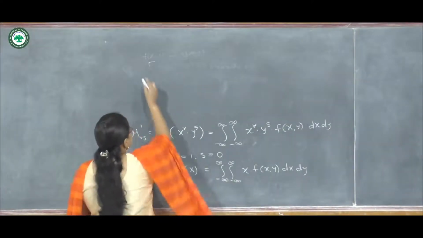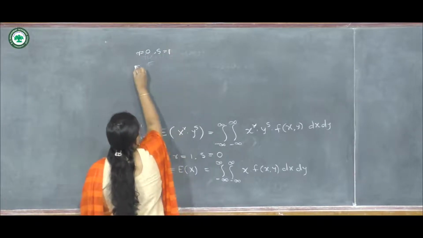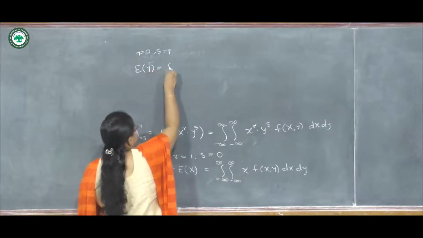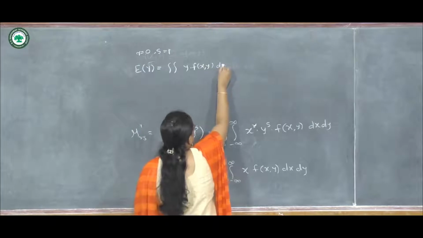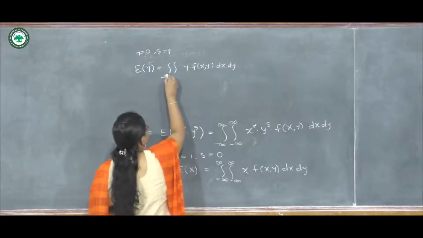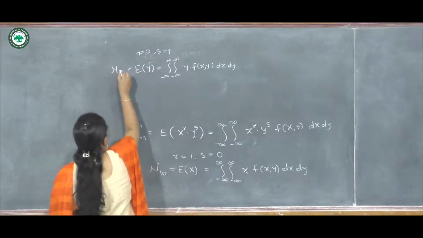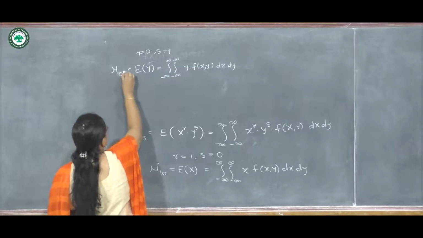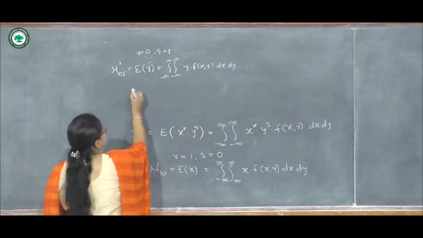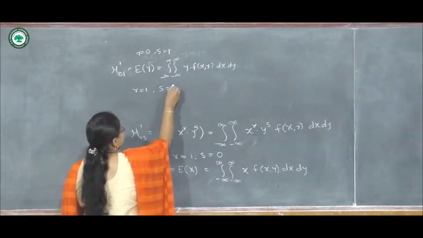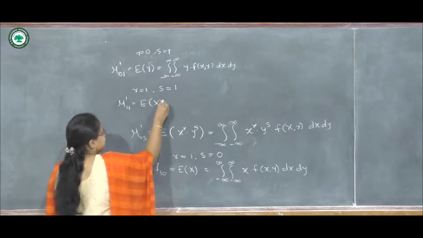Let's substitute r equal to 0 and s equal to 1. We will get E(Y), which is the double integration of y times f(x, y) dx dy. So this is mu 0 1 dash. Similarly, if r equal to 1, s equal to 1, we will get mu 1 1 dash, which is E(XY).